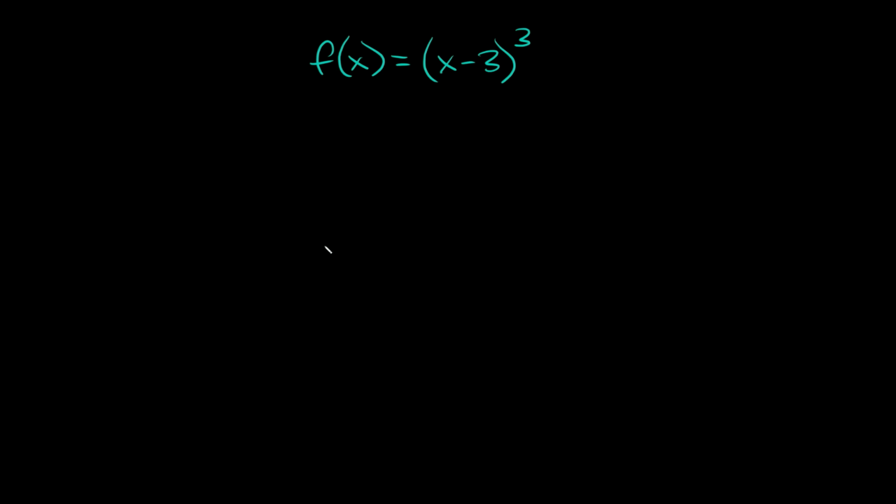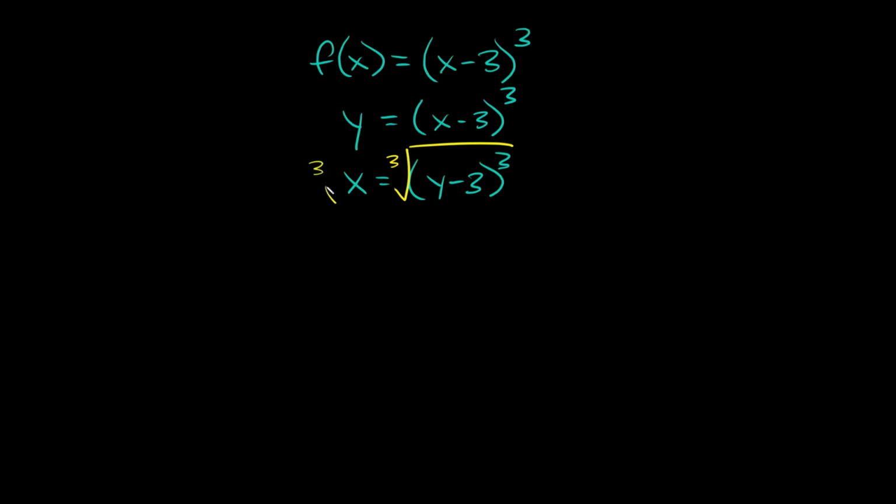Boom. Okay, here we have f of x is equal to x minus 3 cubed. Again, we can rewrite this as y is equal to x minus 3 cubed, and then we'll flip these two as x is equal to y minus 3 cubed. So we're going to solve for y here. The first thing we can do is get rid of this cubed exponent, and we can do that by taking the cube root of both sides.